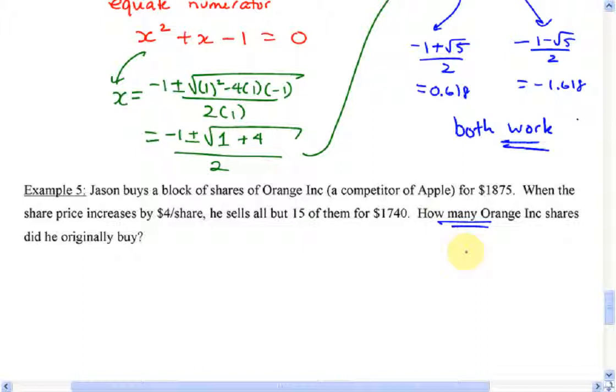I'm asking you for how many shares. So that's our variable. What do you want to call that? X. Okay, so let's say x equals the number of original shares that he bought. So there's my variable. Let's see if we can come up with an equation. I need you to help me out with an equation. Something about shares. You purchase some shares at a certain price and you paid this much money. Any ideas?